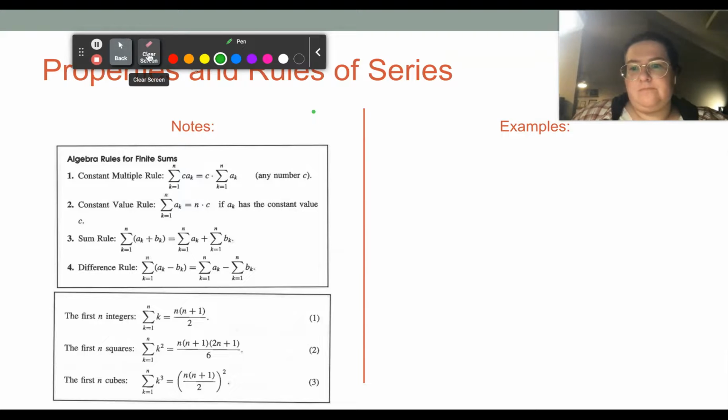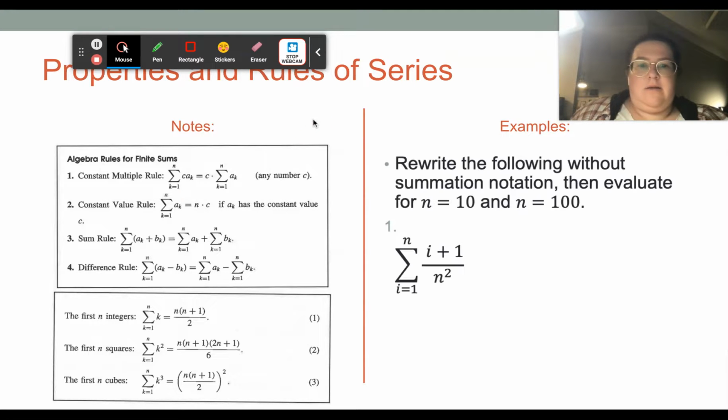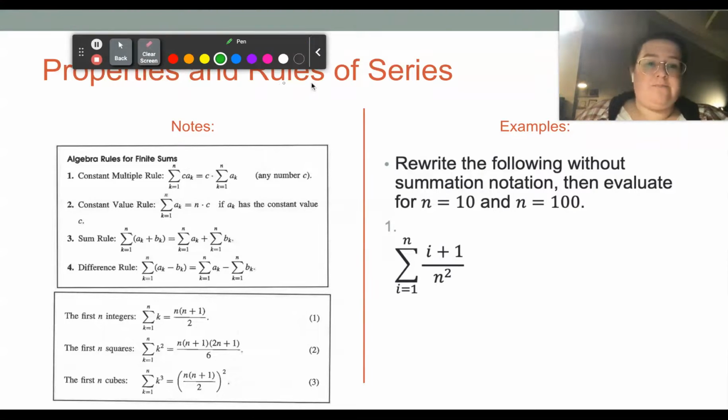Okay, so it says rewrite the following without summation, then evaluate. I'm just going to evaluate on my calculator. This is like the third time that I'm doing it, so let's just save some time. Save you some time as well.